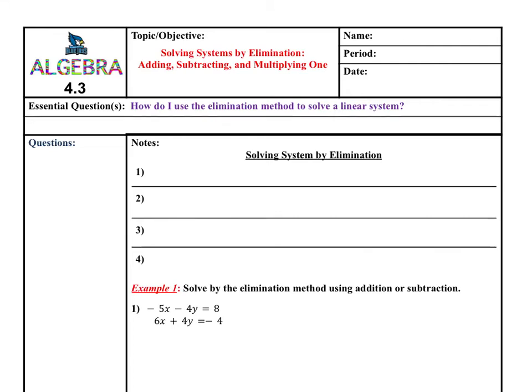Today we're going to be solving systems of equations by elimination. So we've got 4 steps. The first thing we want to do is make sure that both equations are in standard form. If they're not, then you need to rearrange things. Most of the time they will be.